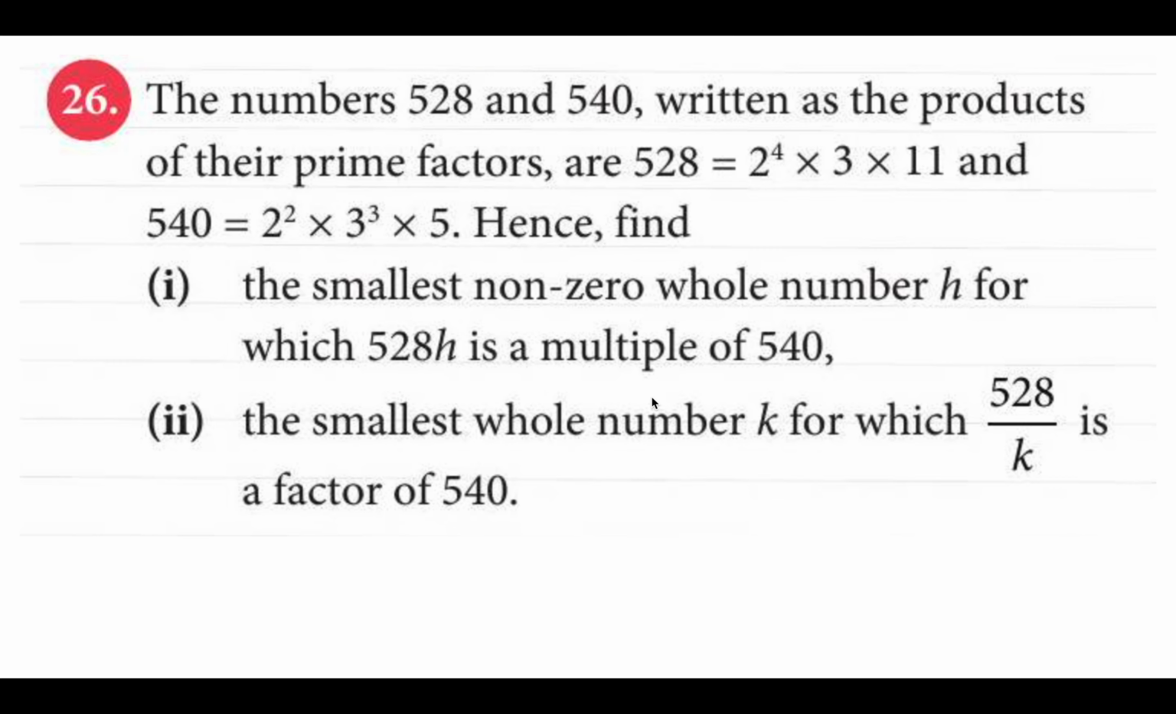And looking at the second part of the question, this time round they want the smallest whole number k, for which 528 divided by k is a factor of 540. So this time round, instead of looking for the LCM, we are looking for the HCF, right? The highest common factor. We want a number that is a factor of 528, because if I can divide by k over here, definitely k is a factor of 528, right? And also a factor of 540.